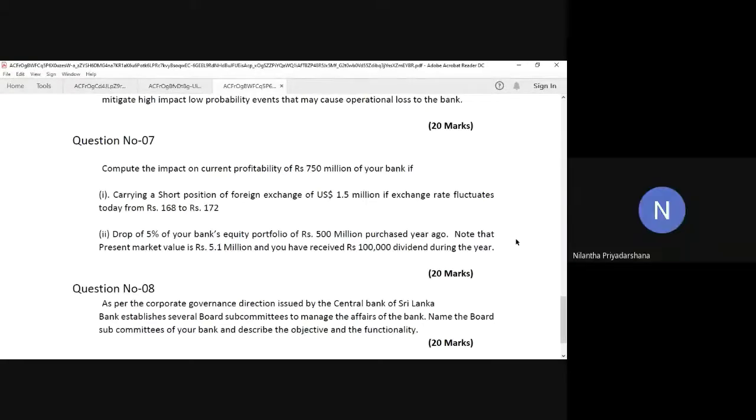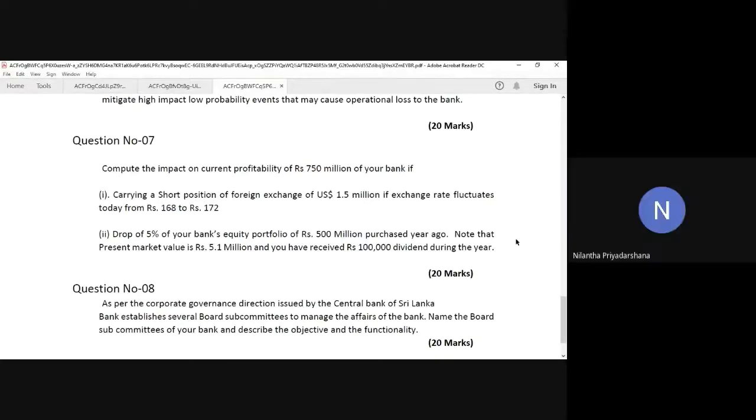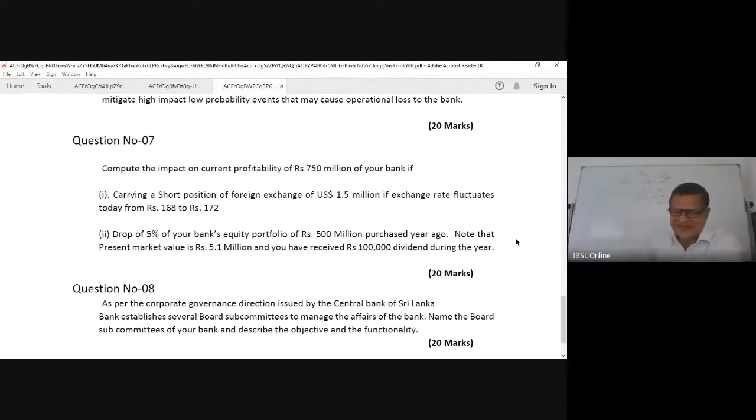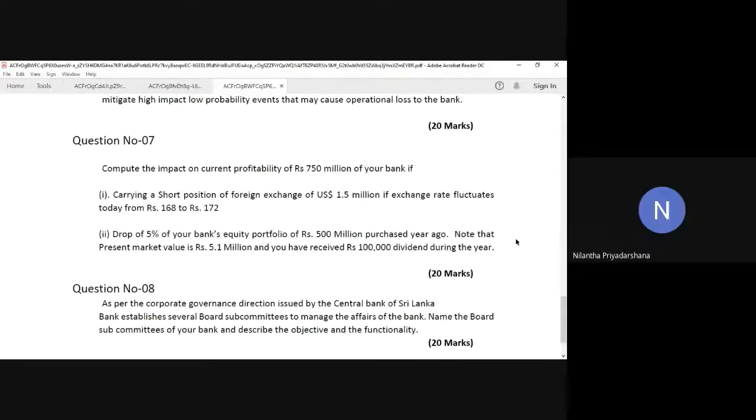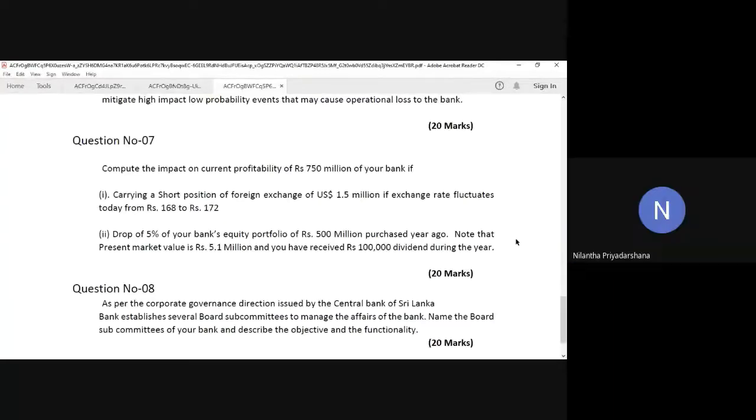The board is not clear. Board is not clear? Yeah. Which line? Every line is not clear. Huh? Any line is not clear. Yeah.